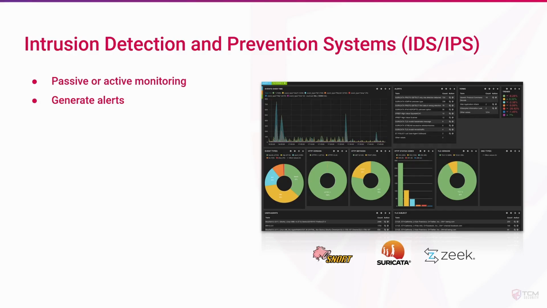An IPS system, on the other hand, is used to prevent attacks, and it actually builds upon the capabilities of an IDS by actively blocking or preventing detected threats in real time. So in addition to detecting security incidents, IPS systems have the ability to take automated actions and mitigate or stop malicious activities before they can cause harm to the network.